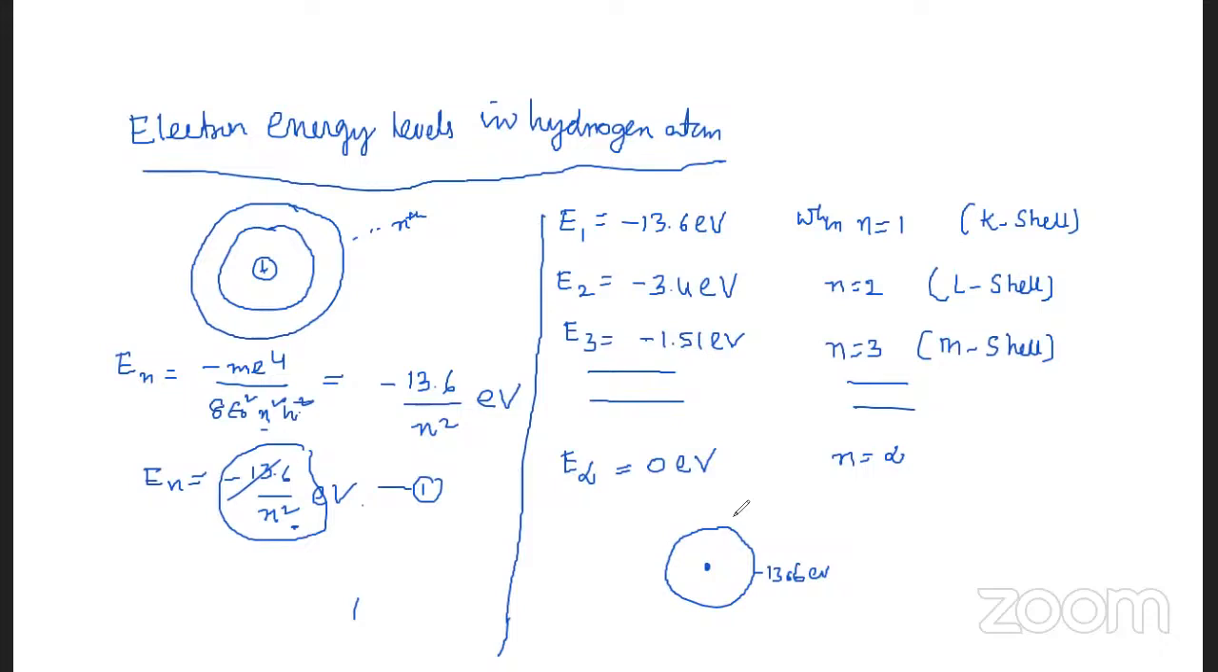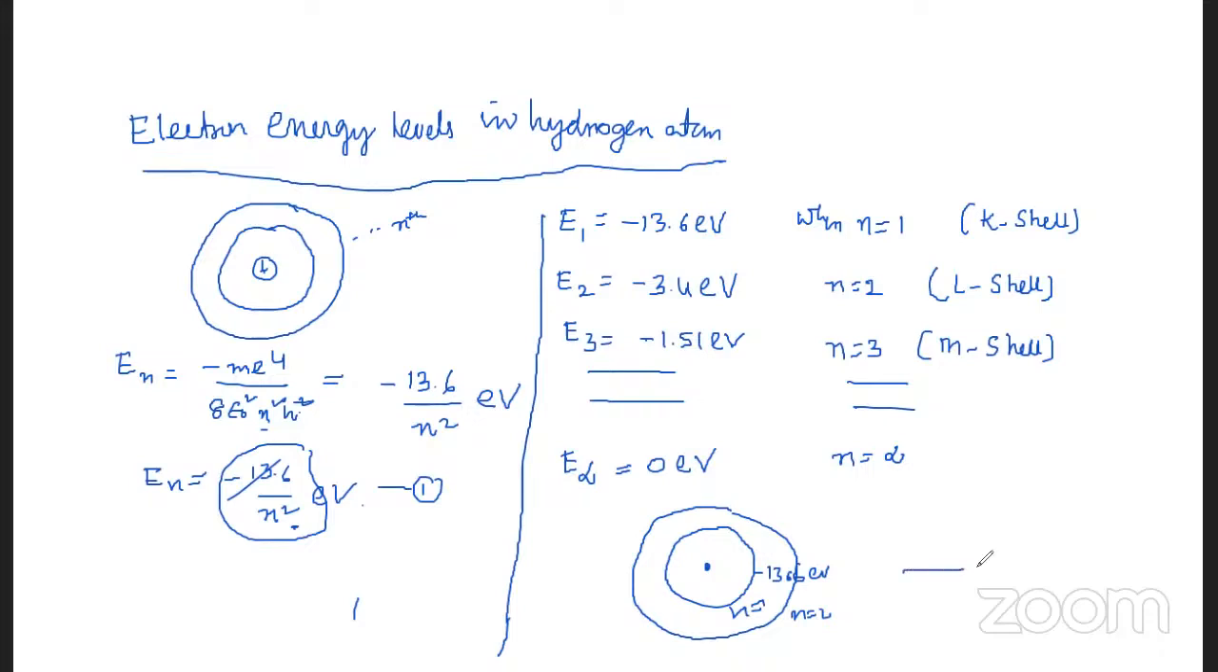Similarly, for the second orbital, n equal to 2, we have got minus 3.4 electron volts. This is for n equal to 1, and this is n equal to 2, and similarly for n equal to 3 we have got minus 1.5 electron volts. Instead of showing this in terms of circular orbits, we can give it in terms of energy levels.